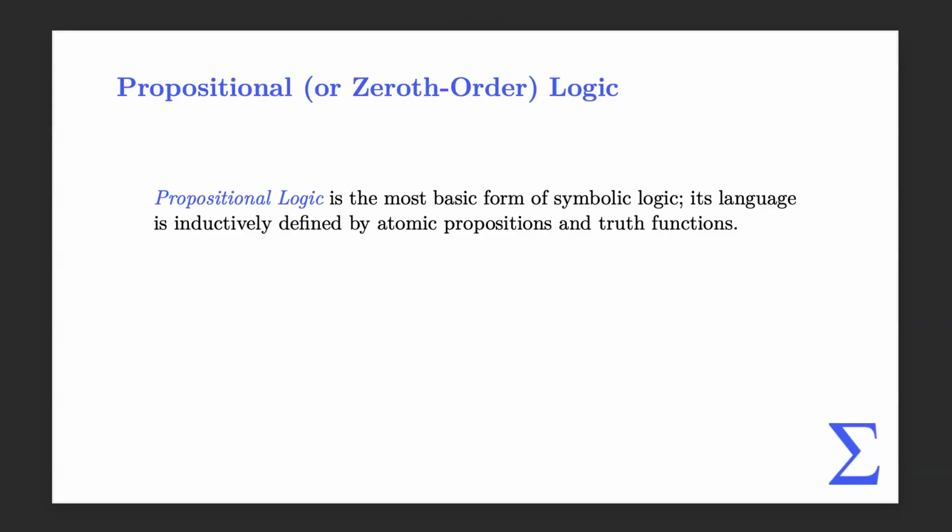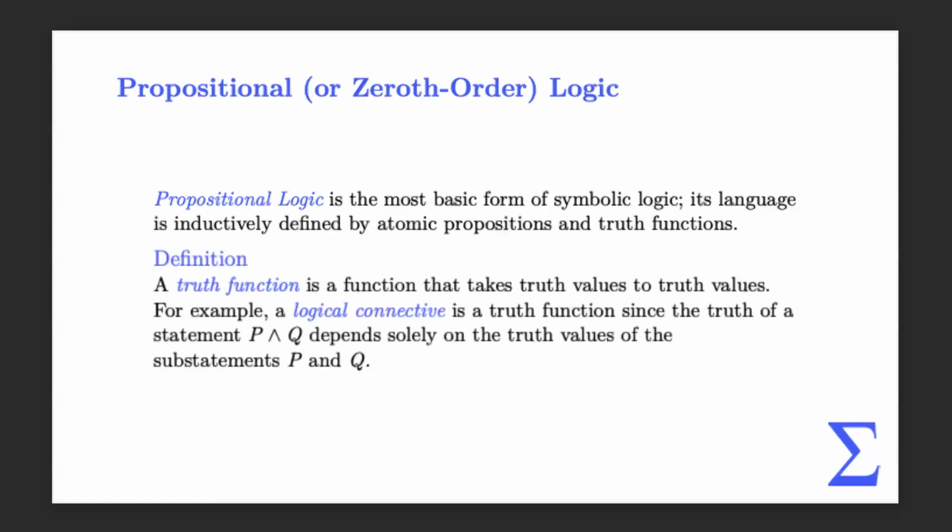The language that we're going to use in propositional logic is inductively defined from atomic propositions and these logical connectives. Each of these logical connectives is a so-called truth function. Sometimes you'll hear classical propositional logic called truth functional logic. It's called that because truth functions are functions that take truth values to truth values. So a connective like 'and' is a truth function in the sense that the statement P and Q has its entire truth value depend only on the truth values of the substatements P and Q.